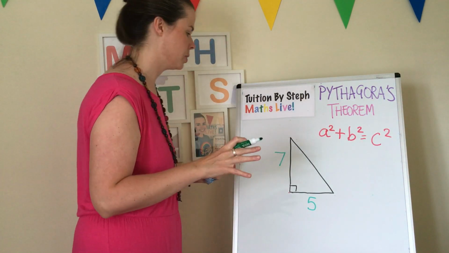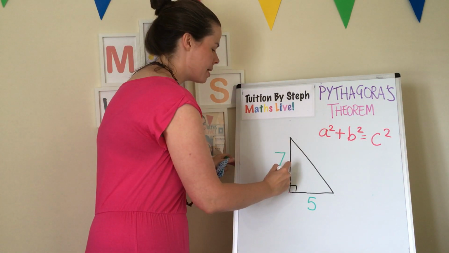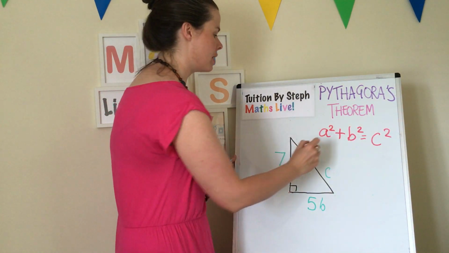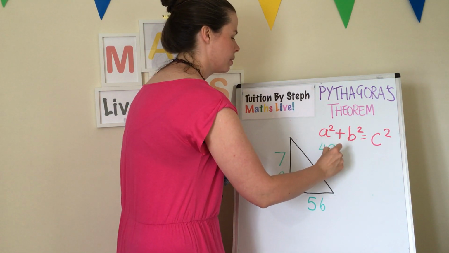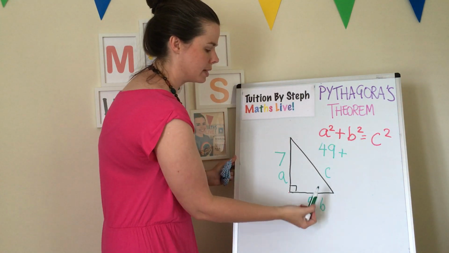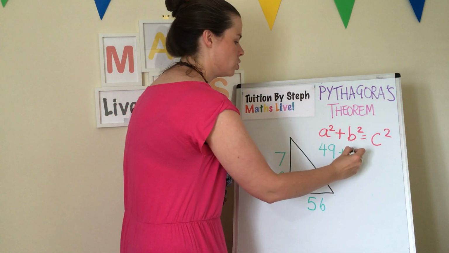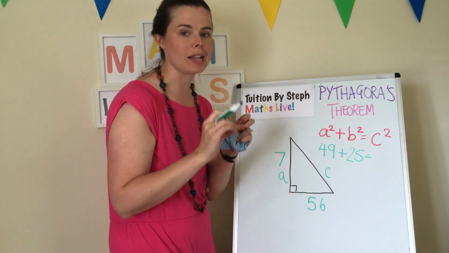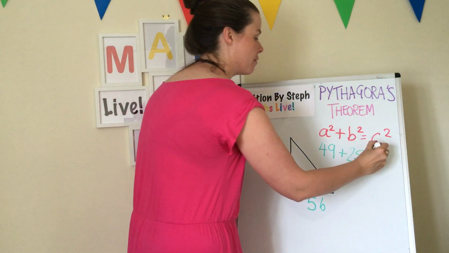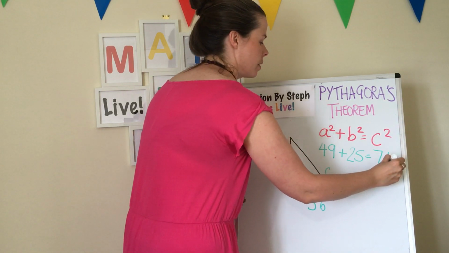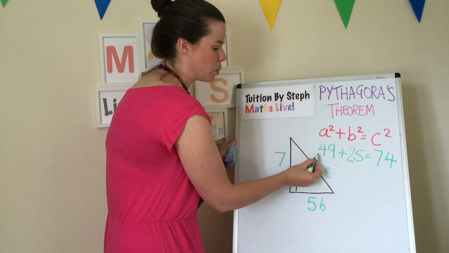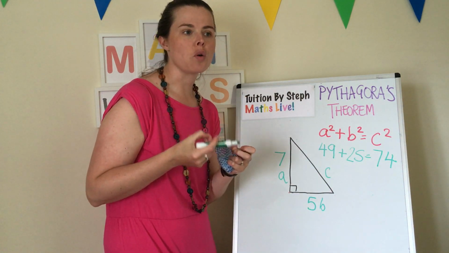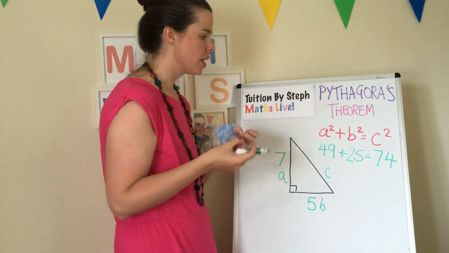It's remembering the method. So, A squared, this is A, B and C. A squared, A is 7, 7 sevens are 49, plus B squared, B is 5, so we do 5 times 5, which is 25. And that will give us the answer C squared, not C, it'll give us C squared, which is 74. Okay, but we don't want C squared. We don't write 74 here. We need to find the square root of 74. What number times by itself is 74?